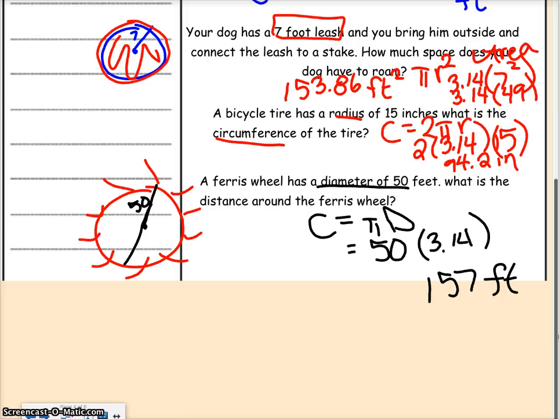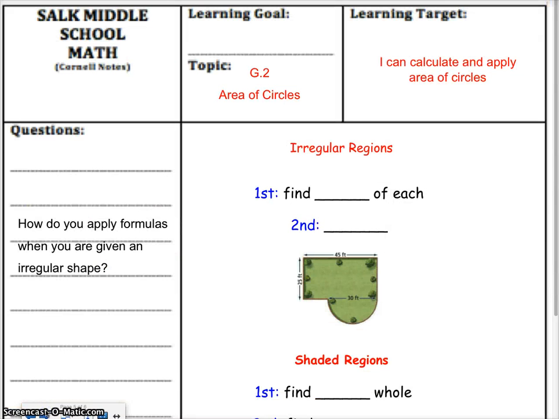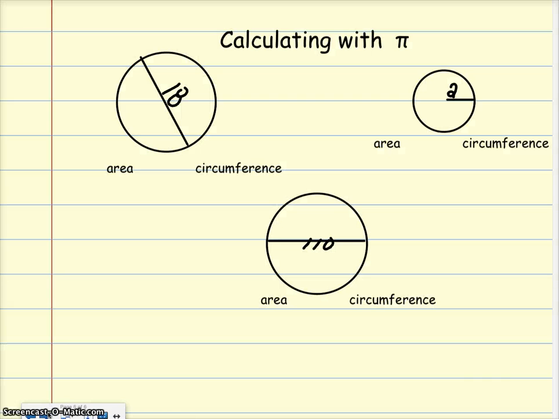Learning target 2. Calculating with pi. You don't have this on your notes. I just did this last hour. So you might want to make a heading or you might just want to watch. It's pretty easy. All you do when you calculate with pi is leave pi. That's it. You just leave pi. So if you calculate with pi, you leave pi at the end.